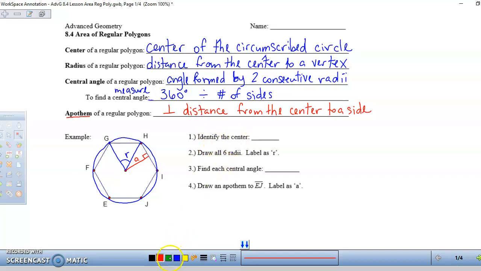Okay, identify the center. We're just going to go through these really quickly. There's no letter on here, so maybe I'll just put one. Identify the center, and if you put an A there, it's A. Now you're going to draw all of the radii. So finish drawing all of the radii in the picture. And as you can see, that splits the shape into, in this particular case, 6 isosceles triangles, because as we all know, the radii are all congruent.